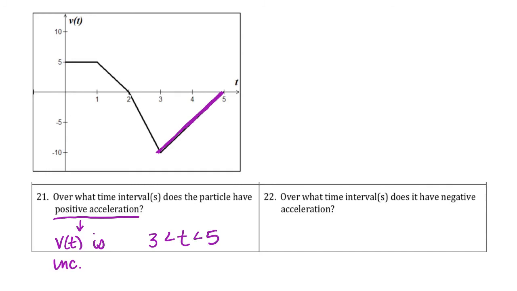Number 22, over what time intervals does it have a negative acceleration? So a negative acceleration, that's going to talk about where v at t is decreasing. So hopefully we're seeing the similarities there. And so here we are decreasing from 1 to 2, and we are also decreasing from 2 to 3.